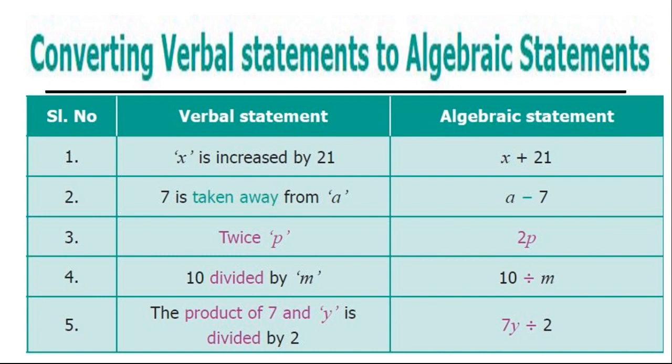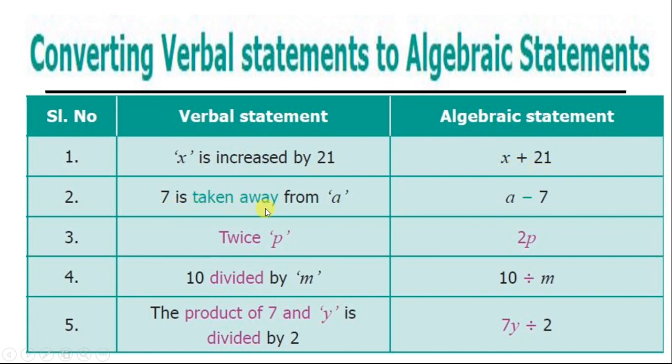What is meant by a verbal statement here? They will give a sentence form, and you have to write it as an algebraic statement. That's all. So: x is increased by 21, correct? x is increased, so it is more. We can write this as x plus 21.